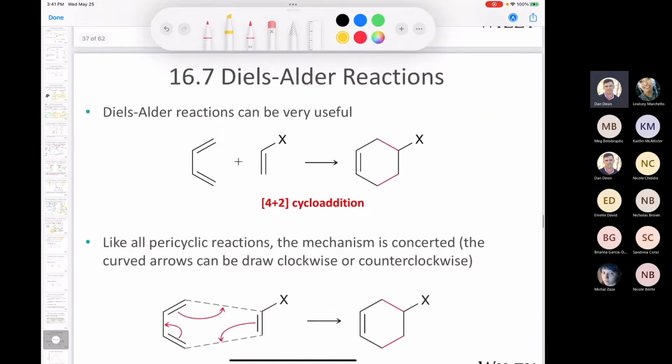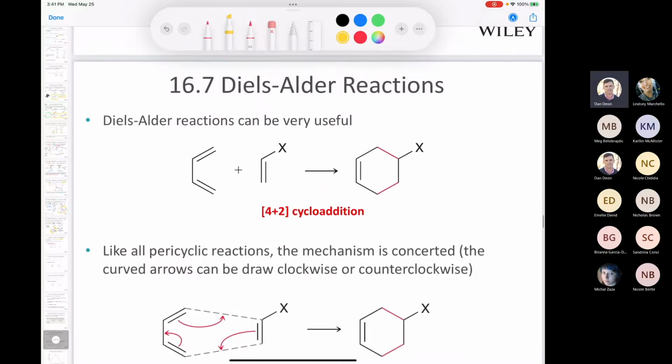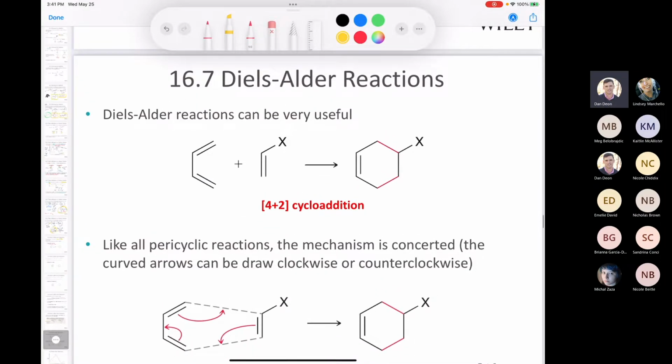Well, let's move on and let's just do a brief introduction to Diels-Alder chemistry. Diels-Alder reactions, very, very useful. Why? Because you make new carbon-carbon bonds.